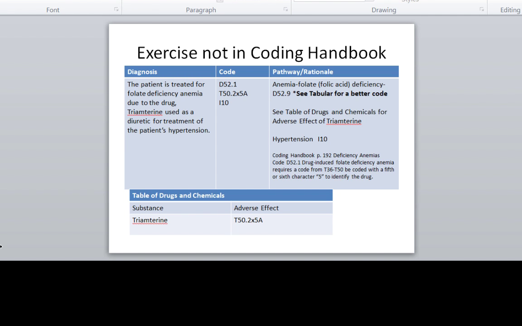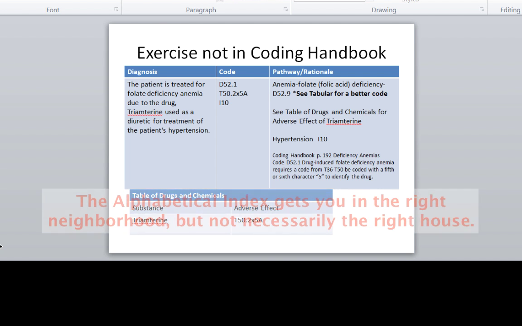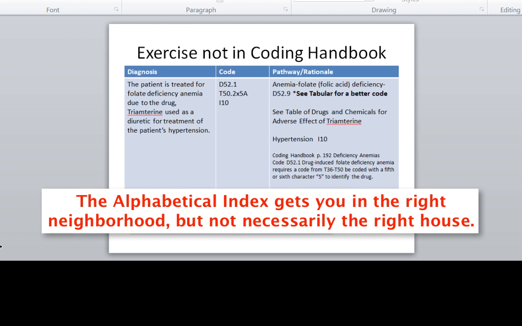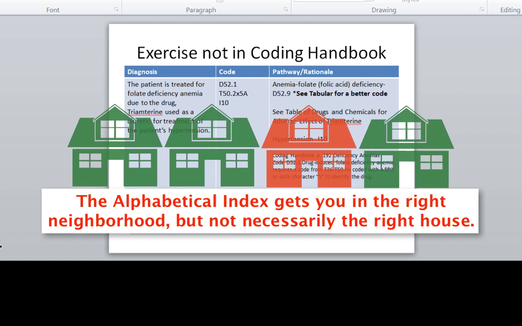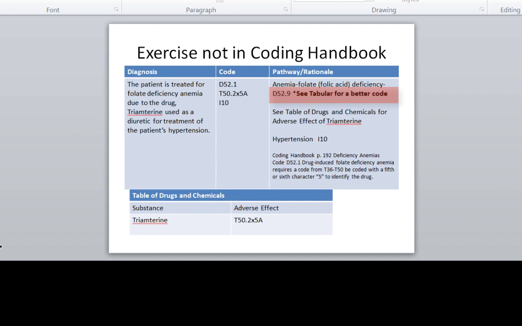When you are in the alphabetical index, think of the alphabetical index as getting you in the neighborhood of the right code, but not necessarily the right house. You have to always go back to the tabular to find the code that best matches your documentation. So if we were in the alphabetical index under anemia, folic acid, we would get this D52.9 code. But then when we go to the tabular, I want to show you what happens.